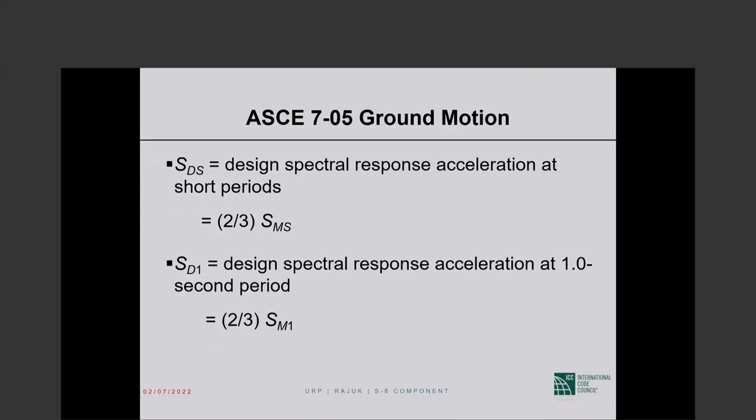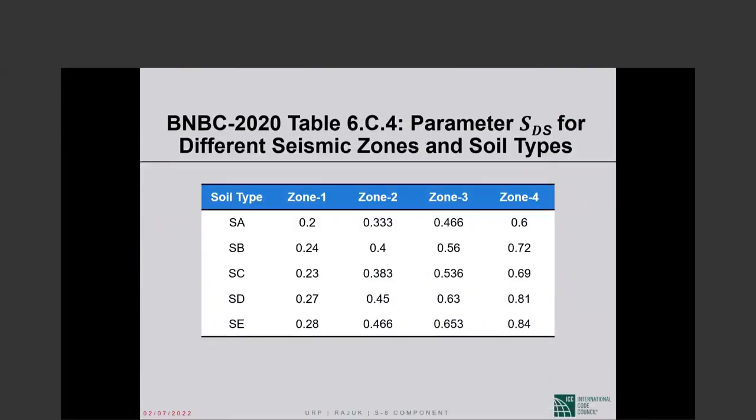So the S sub DS and S sub D1, which are derived quantities in ASCE 7, are given directly in BNBC: S sub DS in table 6.C.4, S sub D1 in table 6.C.5. So the quantities you need to define your design spectrum are given to you in that appendix.